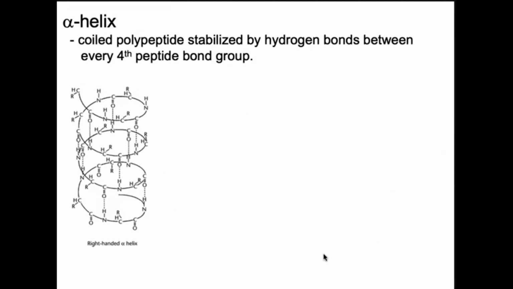So the alpha helix structure is defined as a coiled polypeptide stabilized by hydrogen bonds, but specifically by hydrogen bonds between every fourth peptide bond group. So not just any arrangement of hydrogen bonds, but precisely every fourth peptide bond is hydrogen bonded to the next fourth one in the polypeptide. So that means that every single peptide bond group will be hydrogen bonded to another one.